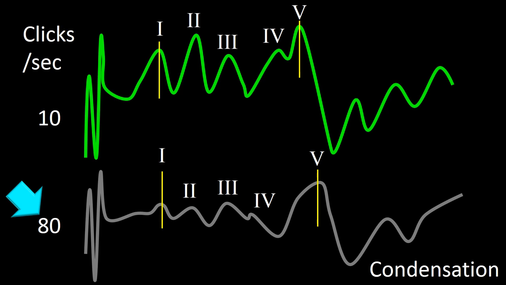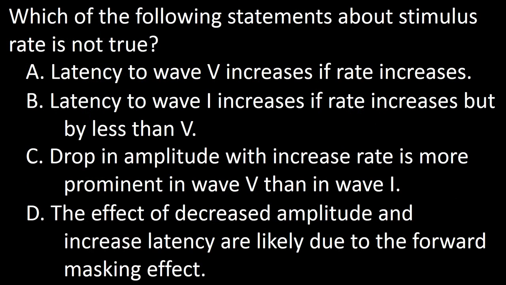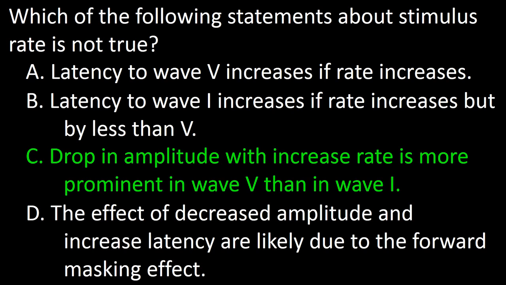The explanation for these changes is that latency increases the forward masking effect. The forward masking effect consists of the blurring effect of the prior click to the following click. So this effect will increase when the frequency of a stimulation, that is the rate of a stimulation, is increased. So the answer to this question is C.